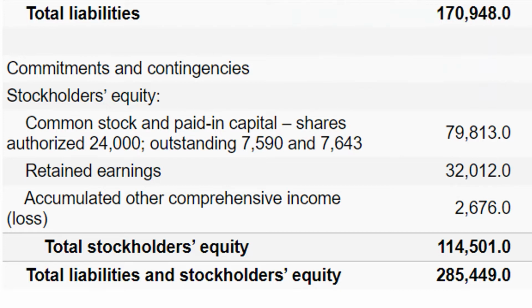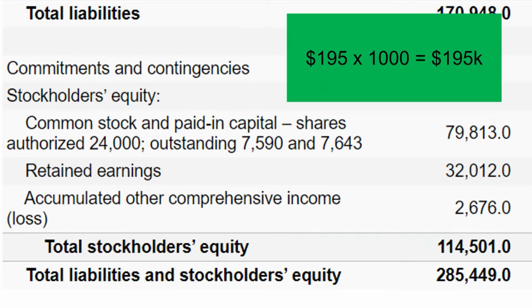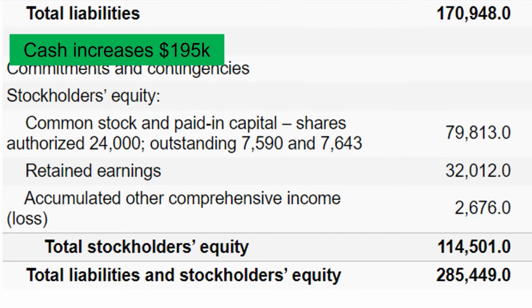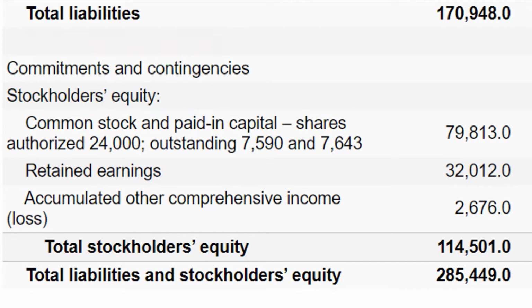However, Microsoft's current market price is roughly $195. So issuing 1,000 shares is actually going to bring in $195,000. So for the sake of the balance sheet, when they issue 1,000 new shares, cash is going to increase by $195,000 because they're going to get that money from investors buying those shares.